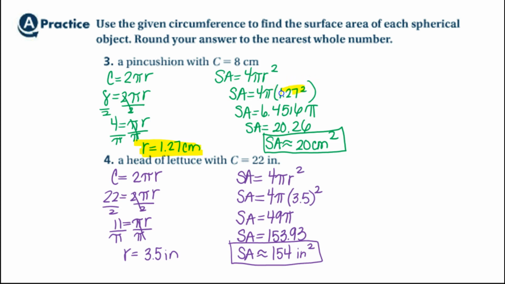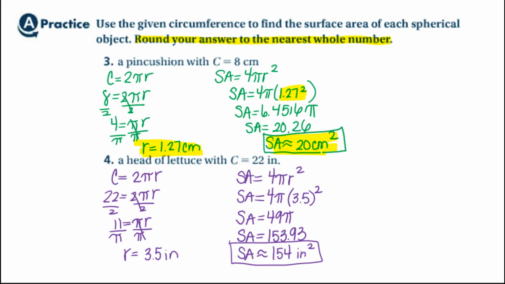And I substituted that 1.27 over into my surface area formula, squared it times 4 and got 6.4516 pi, multiplied that out, got 20.26, and they asked me to round my answer to the nearest whole number. So that meant my surface area is approximately 20 square centimeters. Make sure you're getting that unit of measure in there.